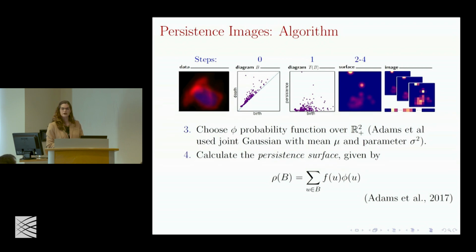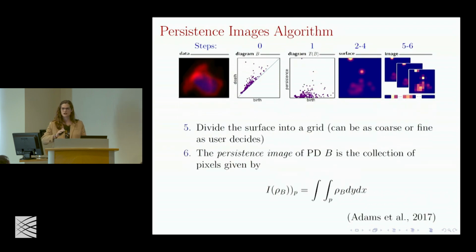That's what's visible here. So what you're doing is basically taking this persistence diagram and saying, okay, now how important are these points? And you're making a continuous surface out of it. And from there, you divide that surface into a grid. This can be as coarse or fine as you want, depending on the application. But now, the persistence image is the collection of pixels that you get by integrating that surface function over every single pixel.